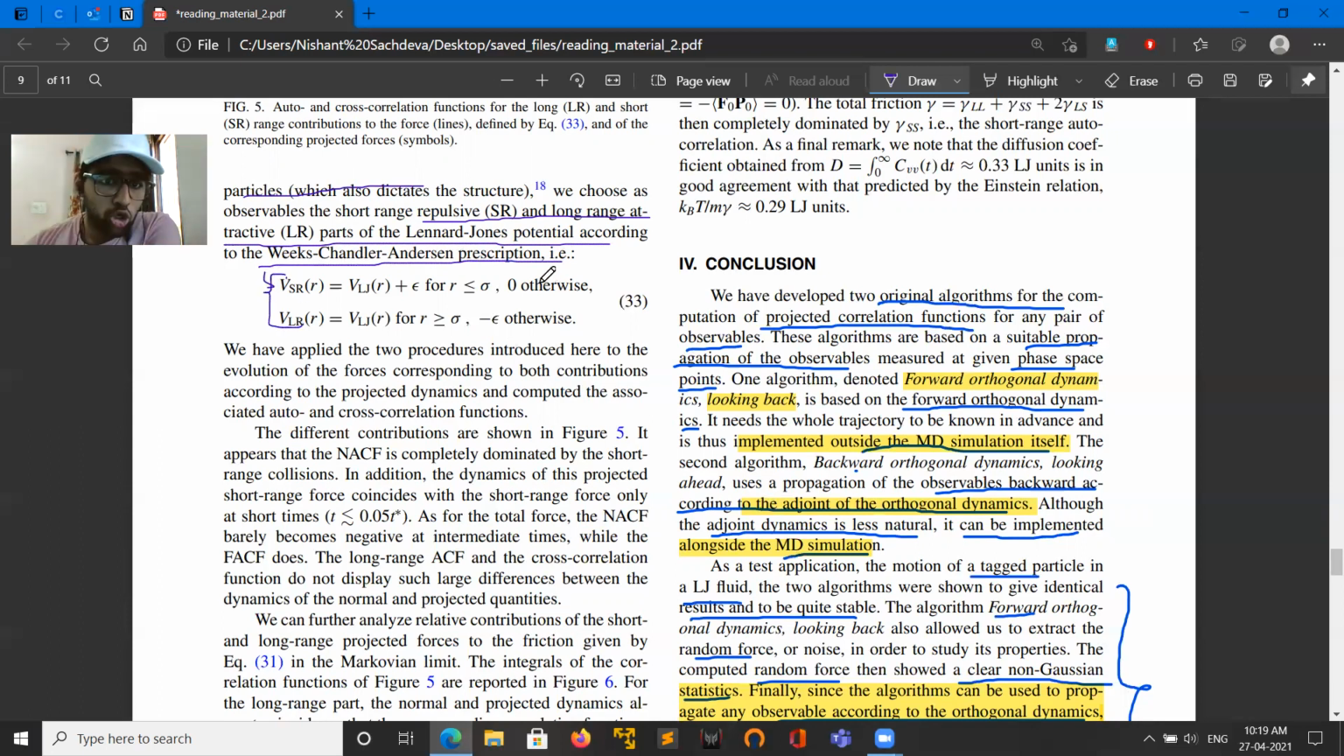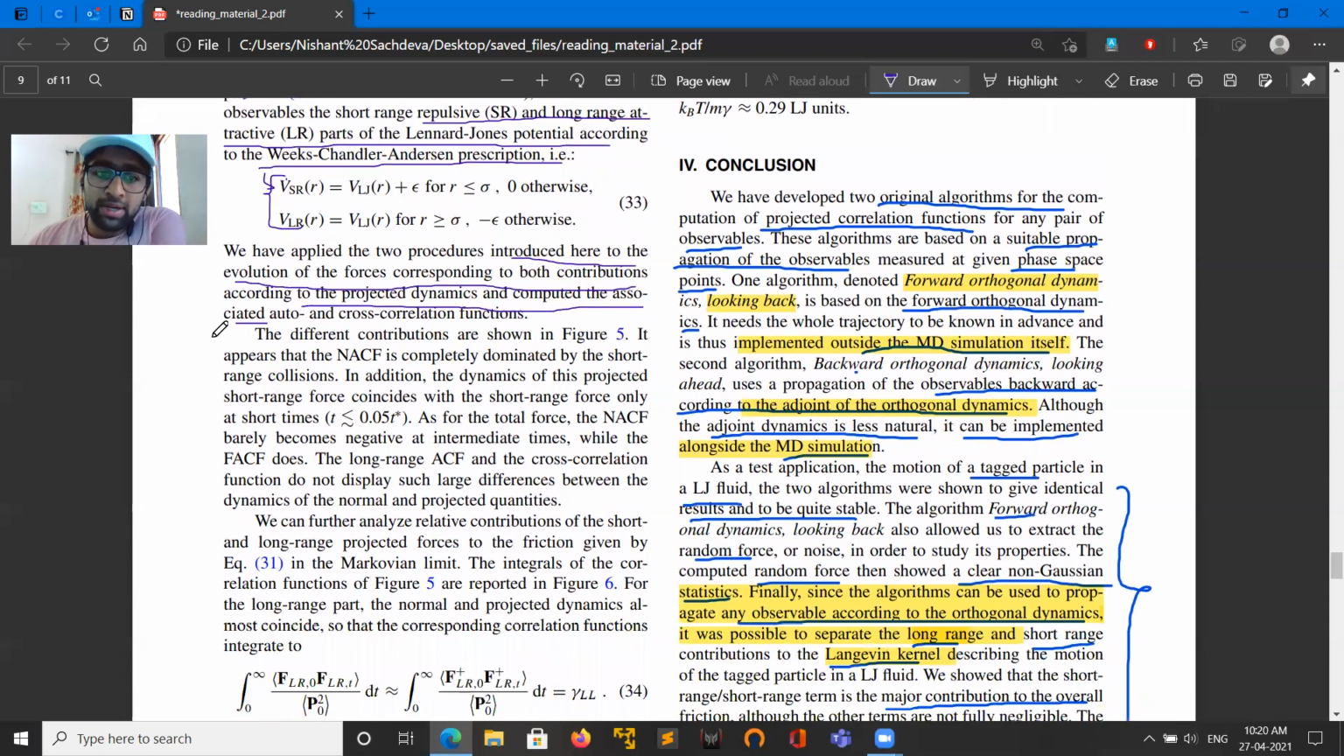We have applied the two procedures introduced here to the evolution of the forces corresponding to both contributions according to the dynamics, and computed the associated auto and cross correlation functions. The different contributions are shown here in figure 5.